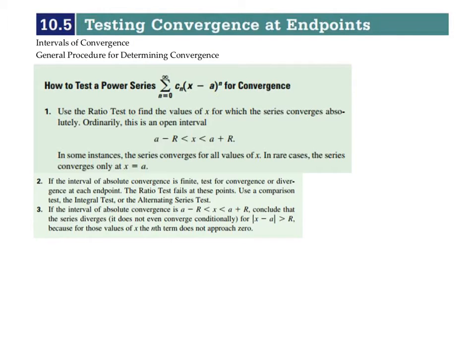The ratio test doesn't help us at those points. At that point, we need either a comparison test, the integral test, or the alternating series test. If the interval of absolute convergence is from a minus r to a plus r, conclude that the series diverges, even if it does not converge conditionally, for all points outside of that interval. So let's look at an example, or actually 4 examples.